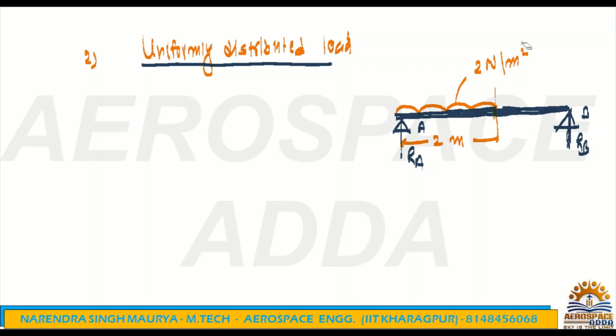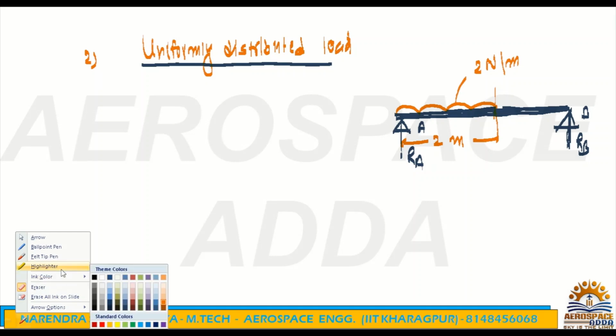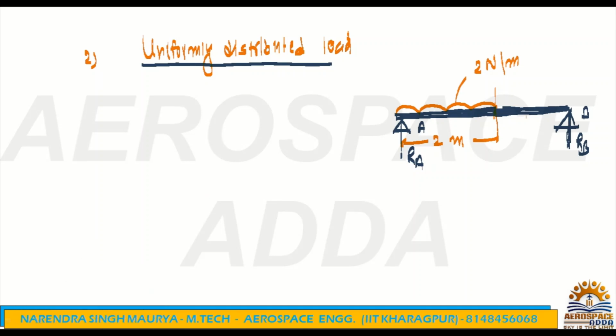Sorry, 2 Newton per meter. It's the intensity of the load. Okay, it's the intensity of the load. Always remember, it is called intensity of load. So how is it solved now?